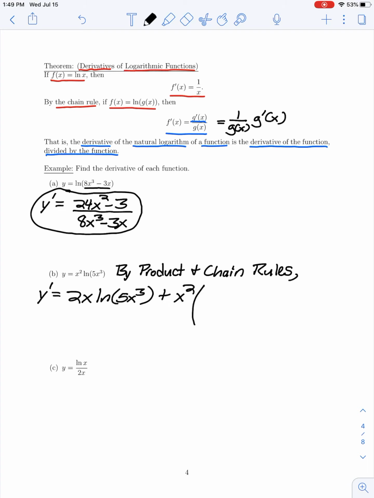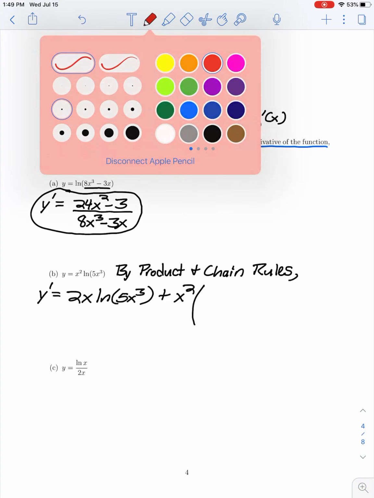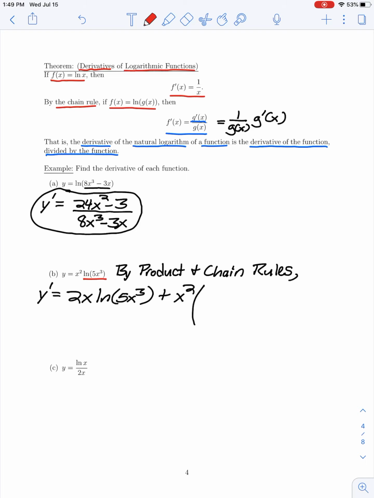And then we add the first function, which was x squared, times the derivative of the second function. Now the derivative of the natural log of a function gives us a ratio where our numerator is the derivative of that inner function. In this case, 5x cubed would give us a derivative of 15x squared. And then we divide by that inner function, 5x cubed.